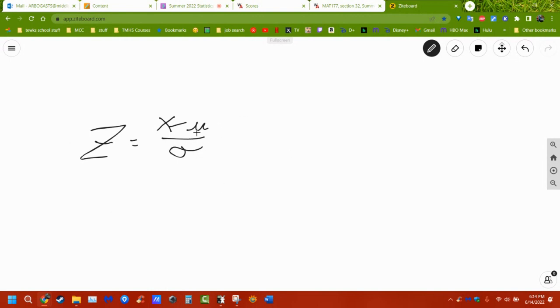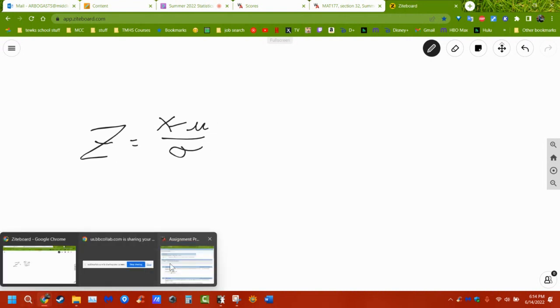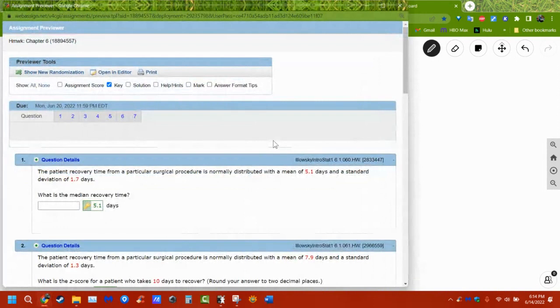Most things we don't have the population mean or the population standard deviation, so we have to wing it. But everything they're going to talk about in this chapter has these things, because all they're talking about is the normal distribution. We'll talk about other ones later and how we deal with them as they come up. But for now, all we have is the normal distribution.